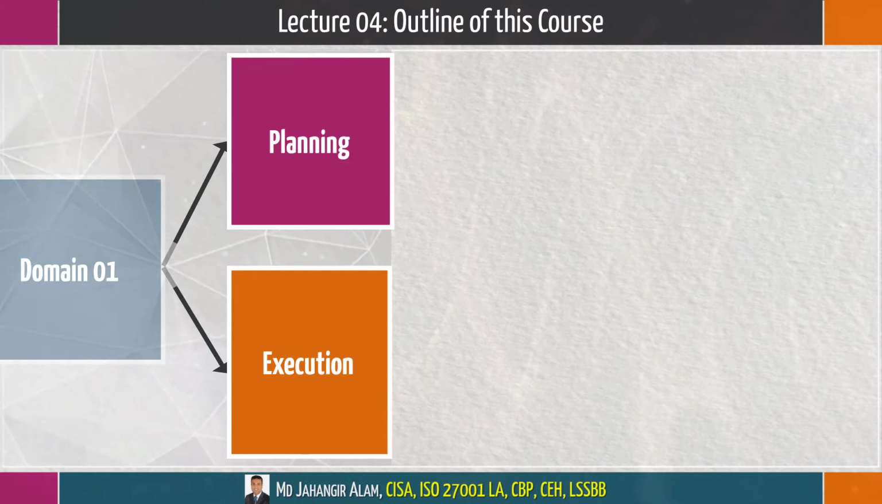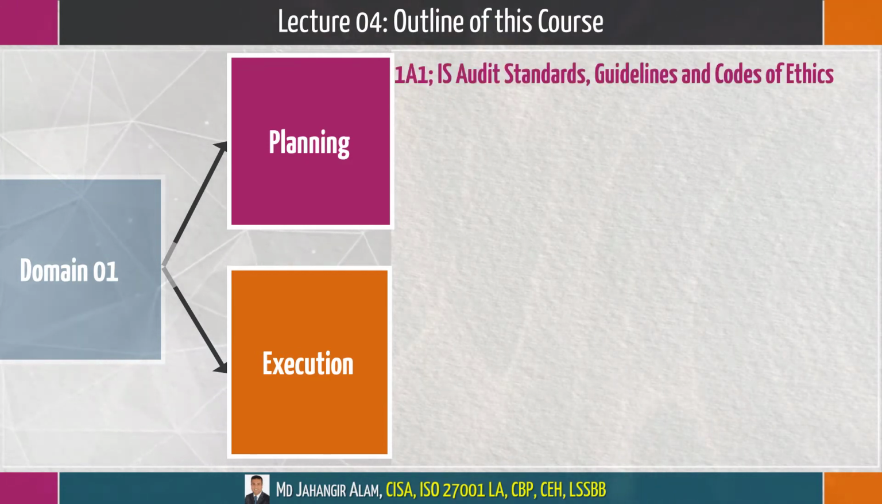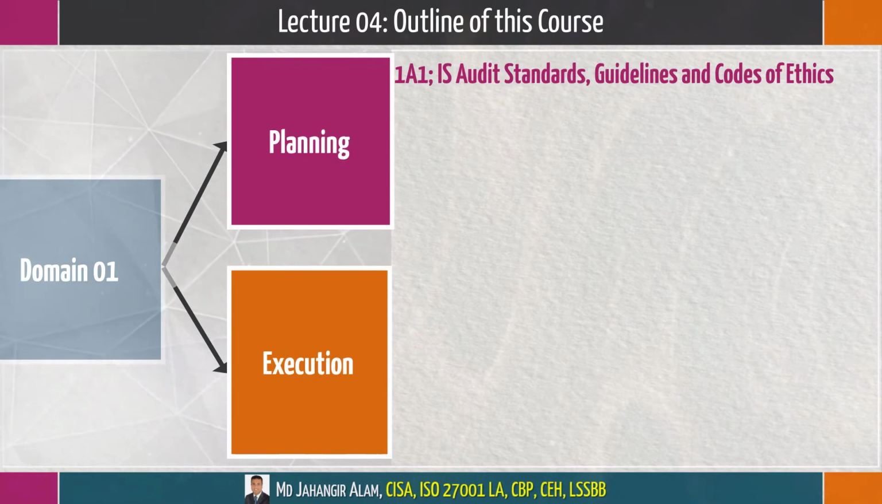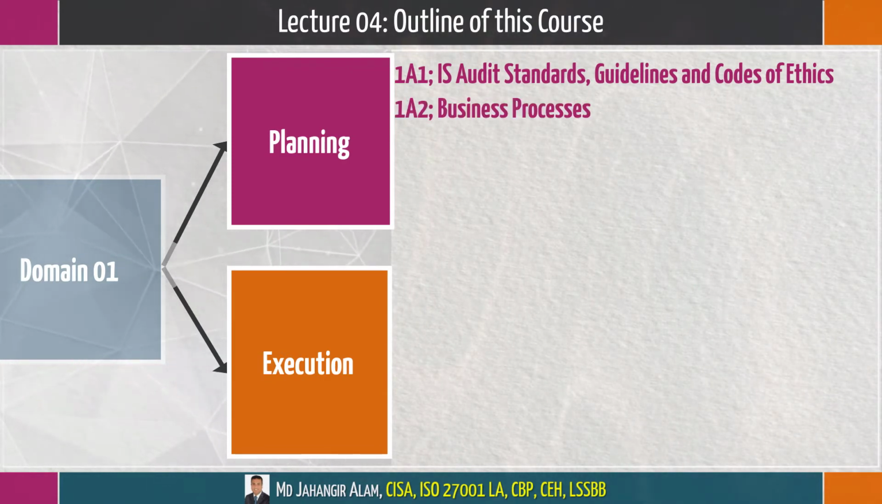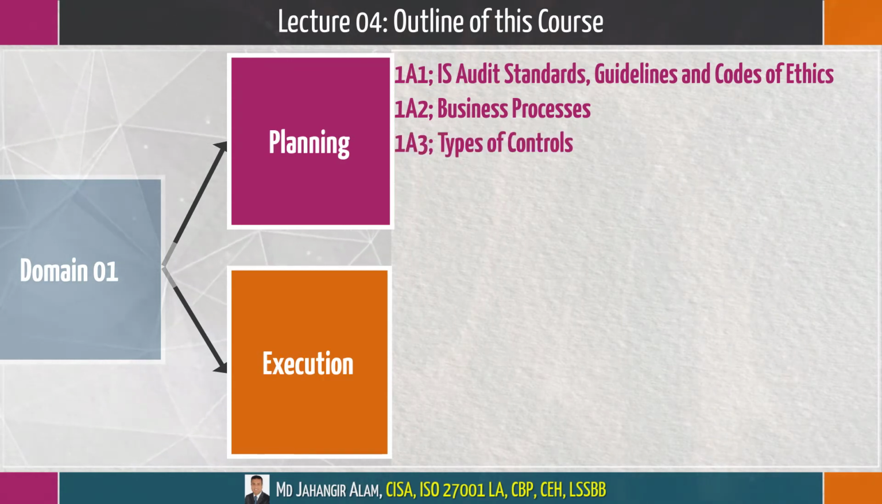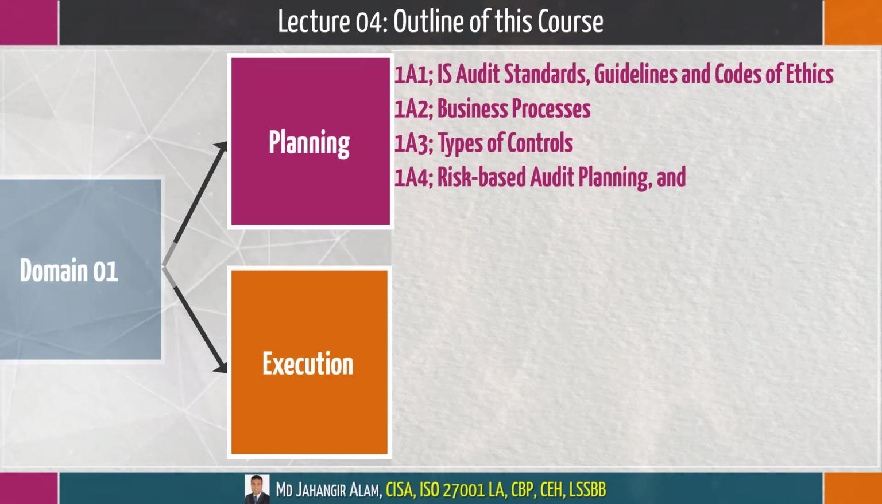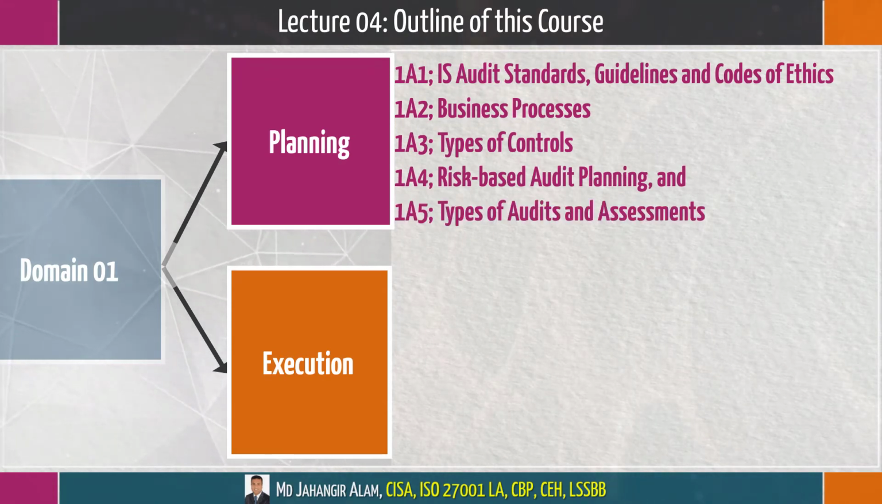For Part 1, Planning, we will follow 1A1, IS Audit Standards, Guidelines and Code of Ethics, 1A2, Business Processes, 1A3, Types of Controls, 1A4, Risk-Based Audit Planning, and 1A5, Types of Audits and Assessments.